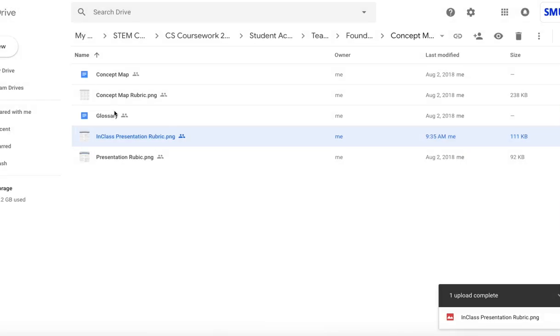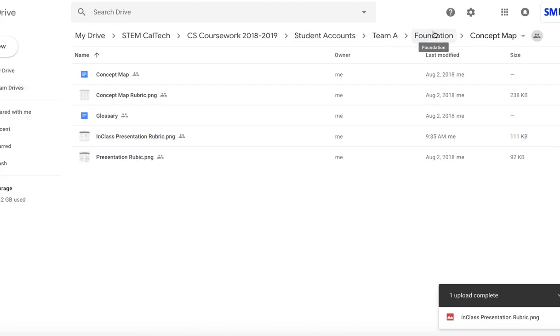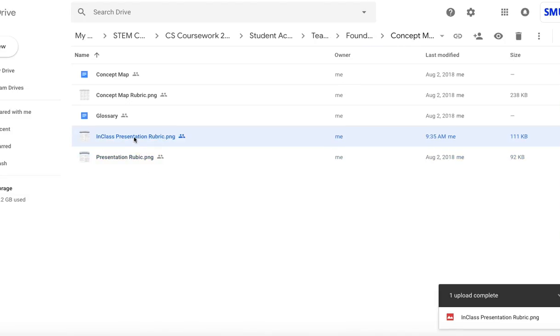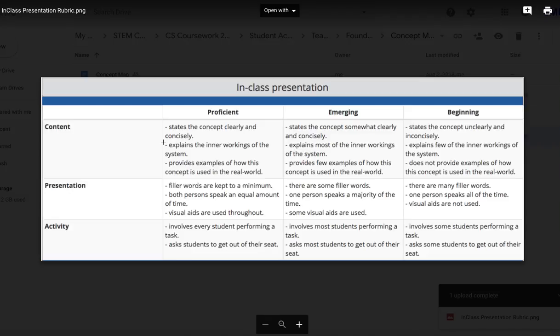If we look inside of our student folder, and we look inside the foundations folder, that's chapter 1 basically, or first section, you can see here the in-class presentation rubric, and if I open that up, we can see the content has certain criteria, which is basically if it communicates what is presented in the content of your concept map. And then we have our presentation.